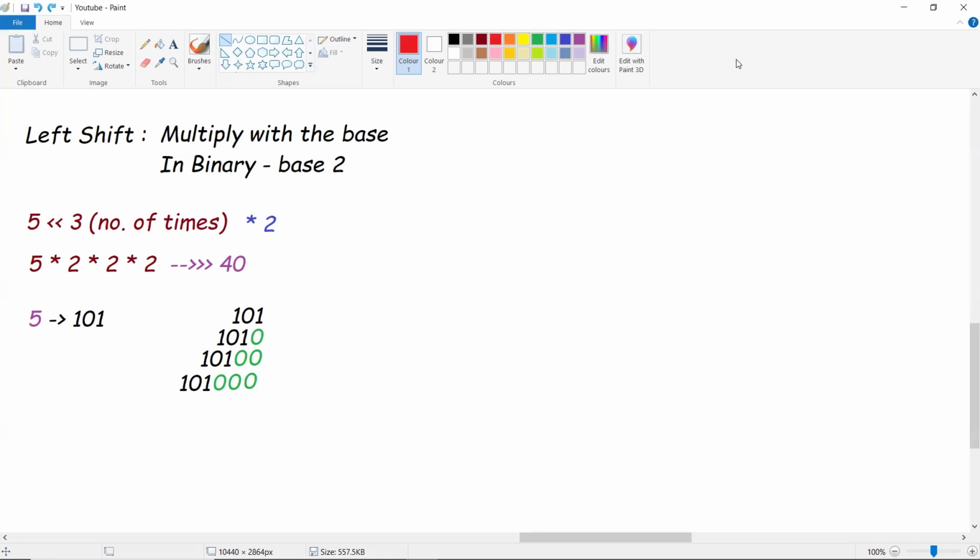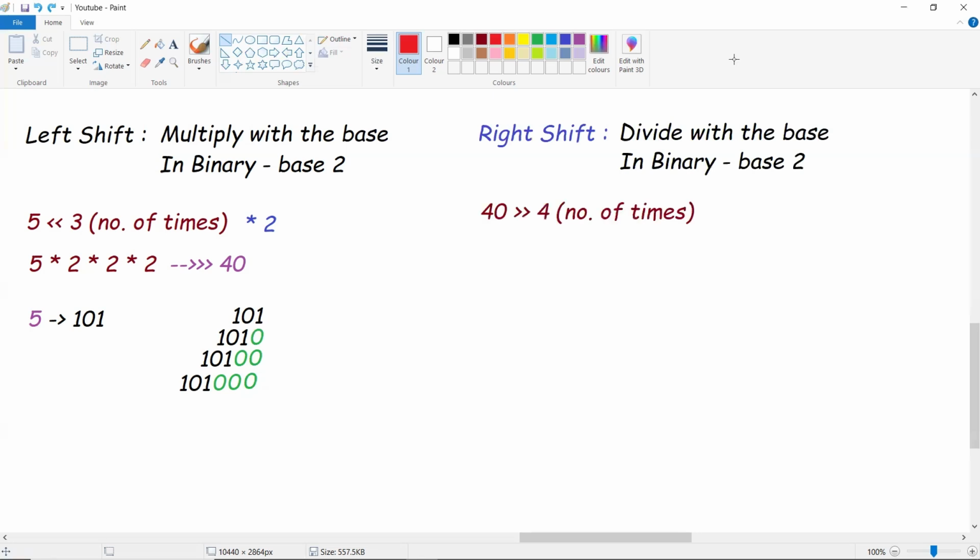Now let's check right shift. Right shift is quite the opposite of left shift. So we divide by the base, and of course, in binary, we are working with base 2. Let's take the same value 40: 40 right shift 4. Here you are supposed to divide the value 40 by the base 2, 4 times. So 40 by 2 is 20, 20 by 2 is 10, 10 by 2 is 5, 5 by 2 is 2.